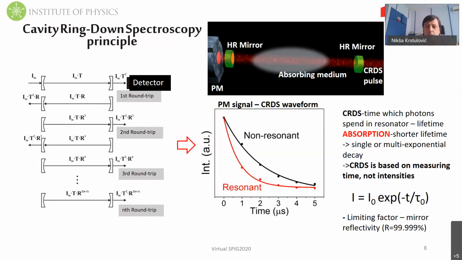So instead of measuring intensity, that is a crucial advantage of cavity ring down over classical absorption, together with, of course, the increased absorption path length. So cavity ring down is based on measuring time, not intensities.